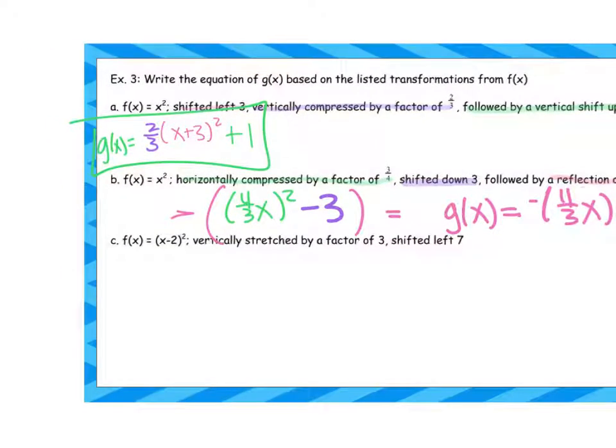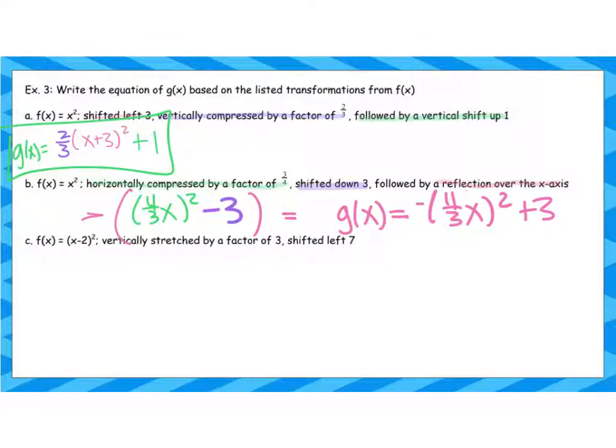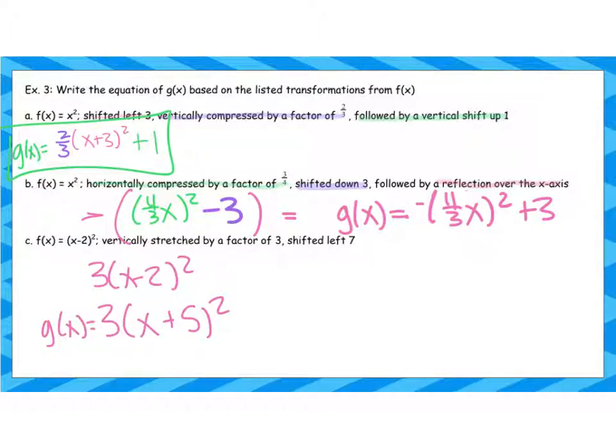All right, on this next one, we're going to start with the function x minus 2 squared. So we're not starting with the parent function. Well, the first thing it says is vertically stretched by a factor of 3. That means I'm going to take that function and multiply it by 3. Then the next thing it says is to shift it left 7. Well, left 7 is normally +7 inside the parentheses. Well, I need to add 7 to what's already there in the parentheses, so now it's going to be +5. And that is my new g of x function.